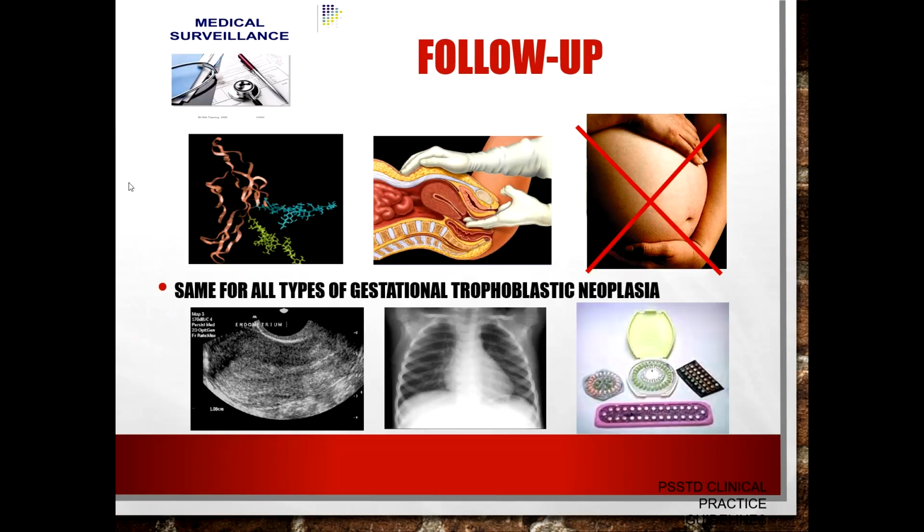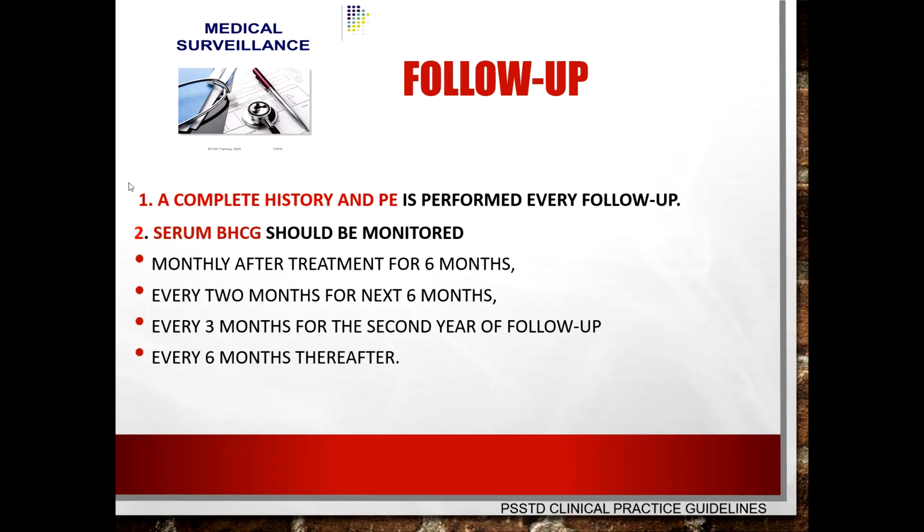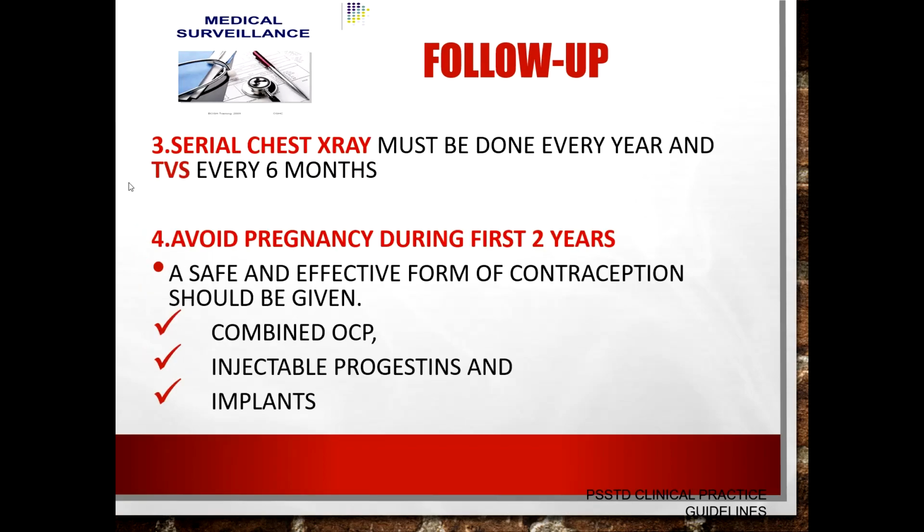So upon completion of the required consolidation courses, the patient is seen regularly with the following recommendations. A complete history and PE is performed every follow-up. Serum beta-HCG should be monitored monthly after treatment for 6 months, every 2 months for the next 6 months, every 3 months for the second year, and every 6 months thereafter. Serial chest X-ray must be done every year, while transvaginal ultrasound should be done every 6 months.